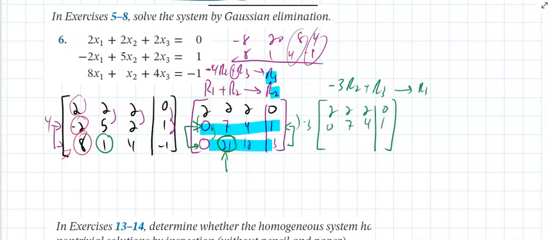If I multiply row 2 by negative 3, this by negative 3, that will be 0, negative 21, negative 12, and negative 3. Add it to the third row. If I copy the third row down, what am I looking at? I'm looking at 0, 0, that's a 6, and that's a 0.